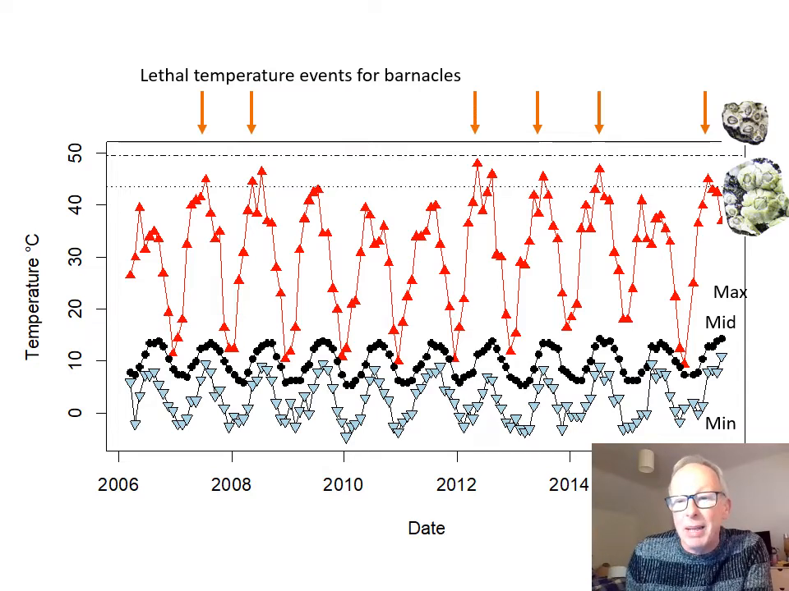Looking over the number of years that I've been collecting this data, we can see that in some years there are lethal temperature events, but not every year. So this particular pair of species can persist because we get larval settlement and growth of new organisms in the years in between the lethal temperature events. If there was a lethal temperature event every year, it's unlikely that we'd see more than one species in this place. Just the warm water species would prevail. And that kind of thing might explain to a large extent why the distribution ranges of the two species are what they are.